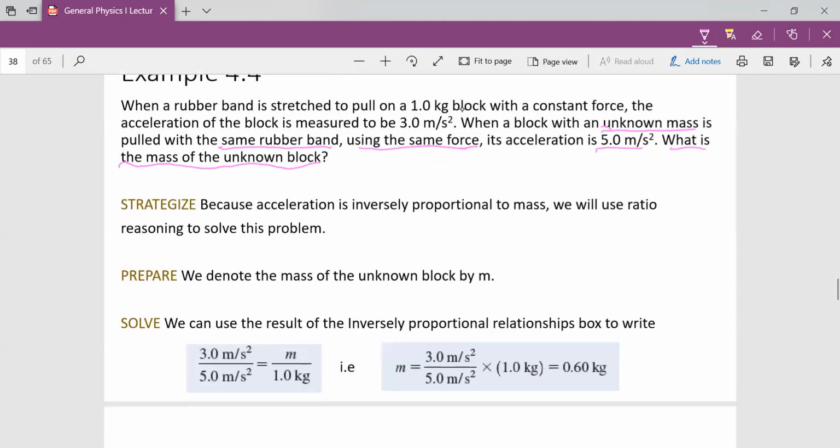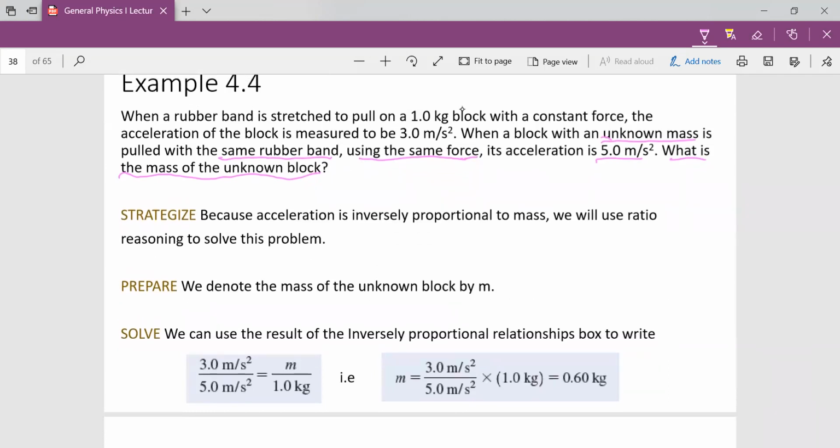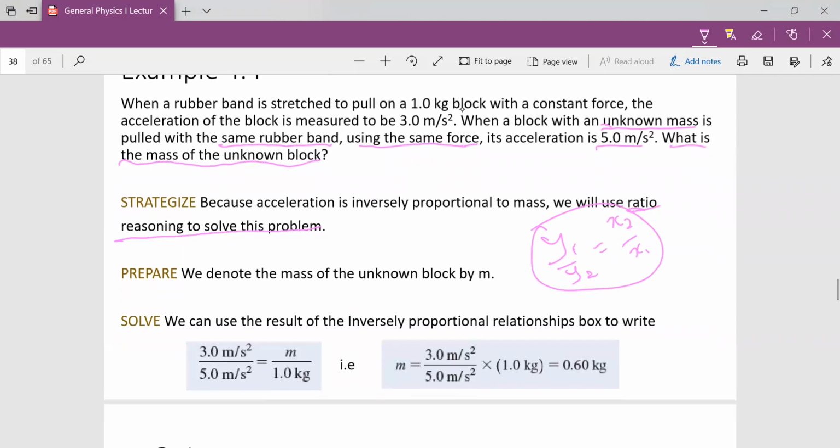So we use the ratio relationship. Y1, Y2 will give you S2, S1. So we used our understanding of ratio relationship, or ratio reasoning, to solve this problem.